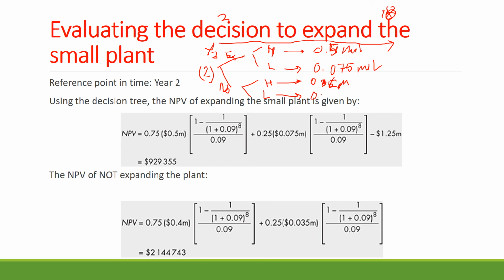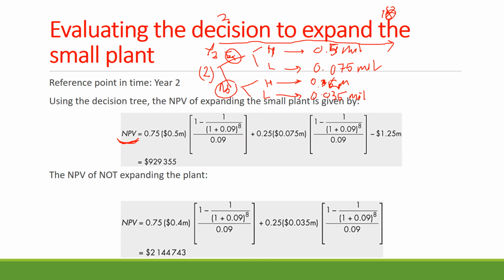With the low demand scenario for non-expansion, we get 0.035 million. Okay. So we want to evaluate the NPVs for these 2 different options, right? So how do we do that? So we mentioned before that the NPV for each of the options would just be the probability weighted NPV, right?